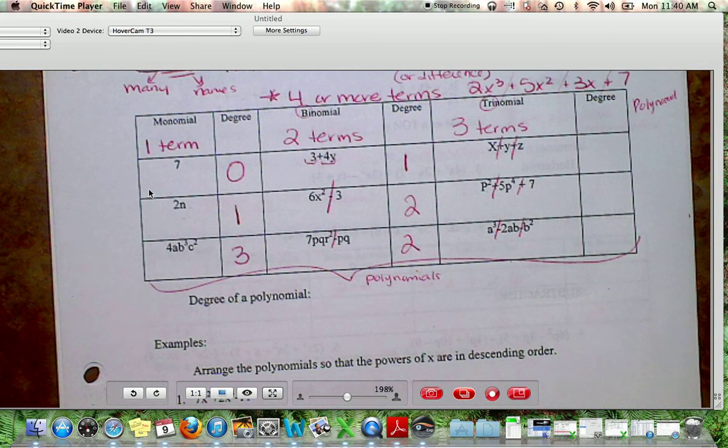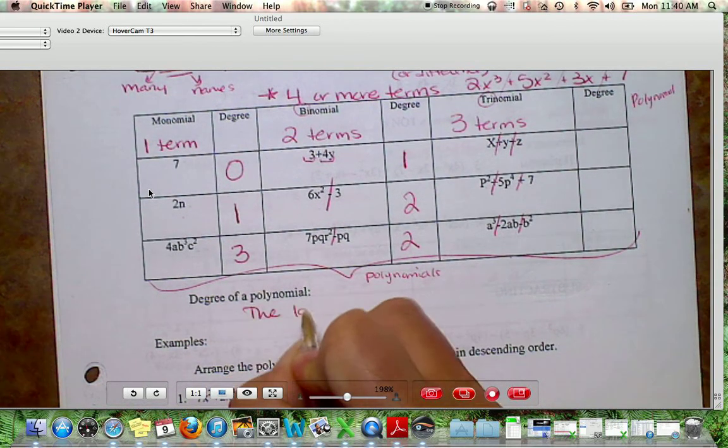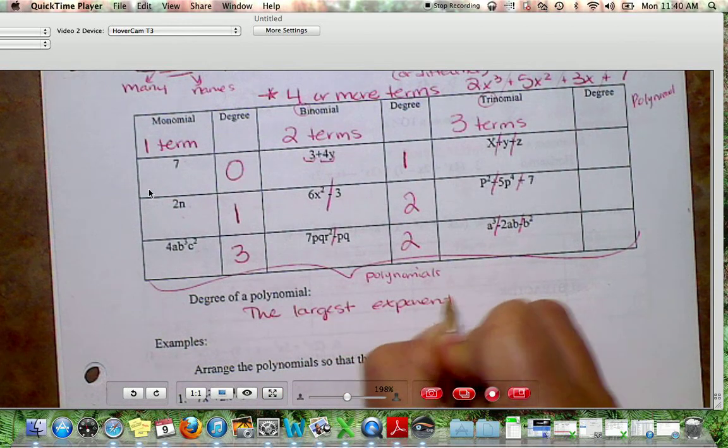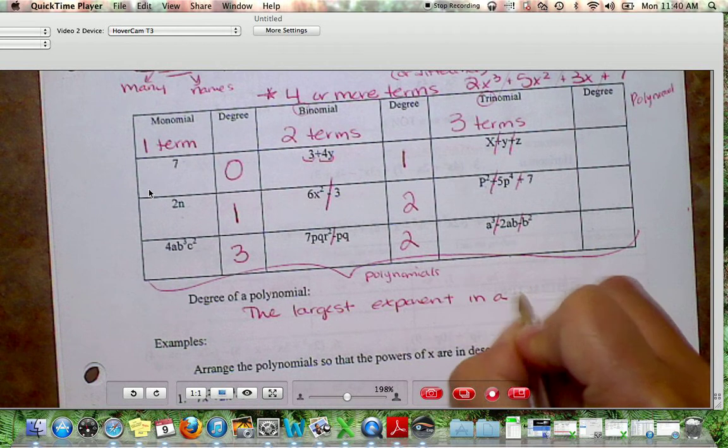Where are those numbers coming from? All right, let me give you the answer. The degree is simply the largest exponent in a polynomial.